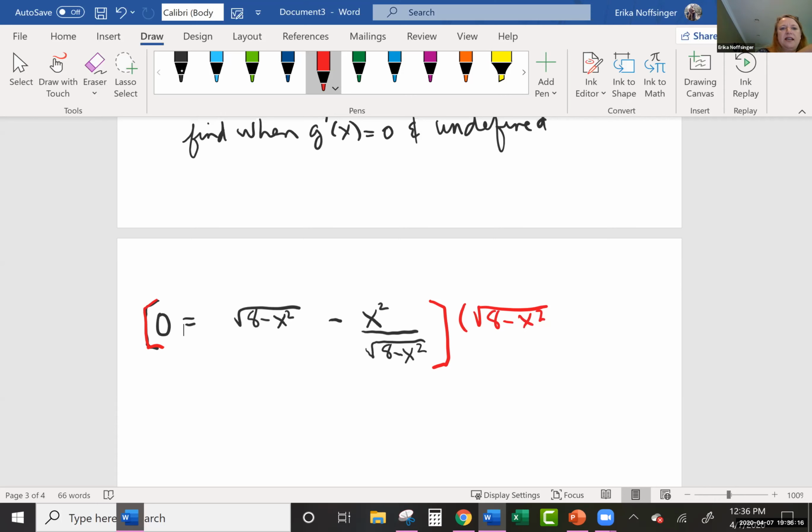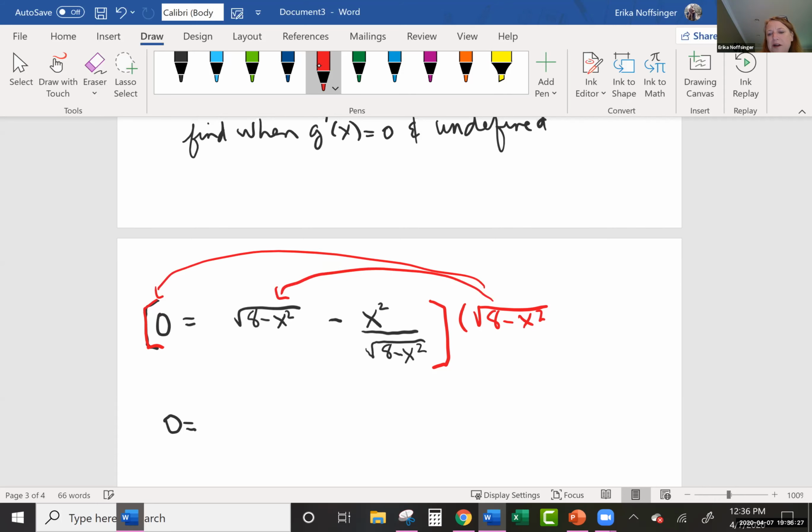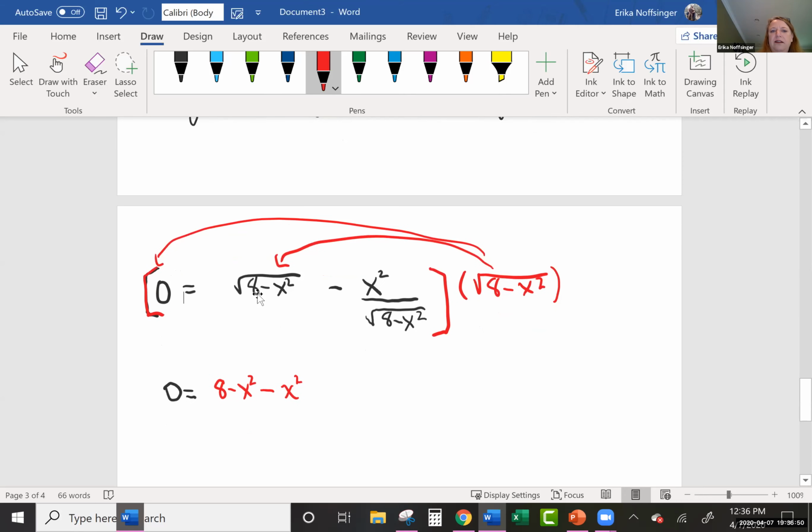And so when we do that, the left-hand side times 0, we just get 0 equals, well, a square root of 8 minus x squared times the square root of 8 minus x squared is just 8 minus x squared. Minus, the whole point of this multiplying was to get rid of the denominator, so that cancels, leaving you with just the x squared in the numerator. So that doesn't actually look as bad as the original one.